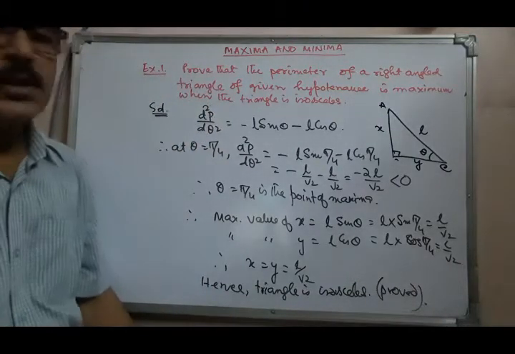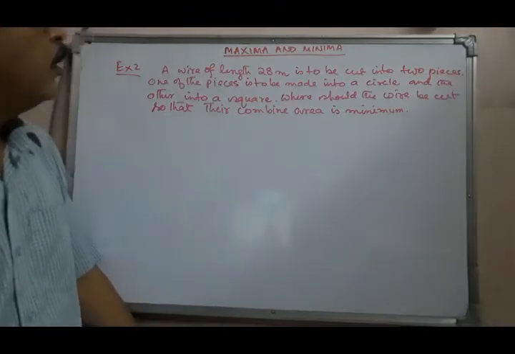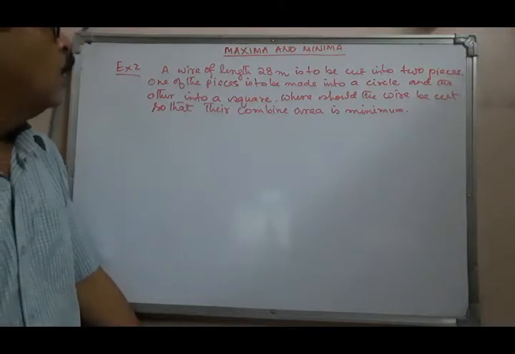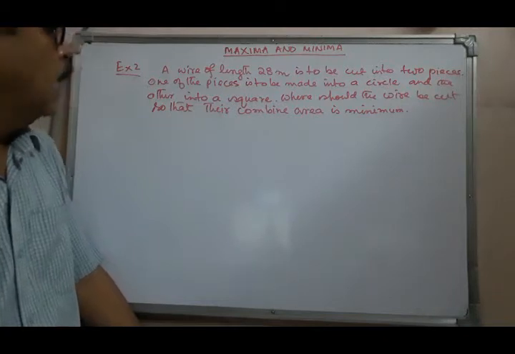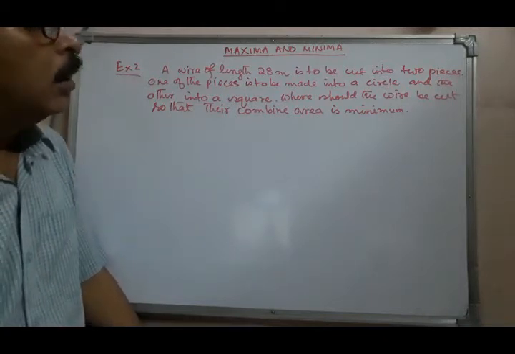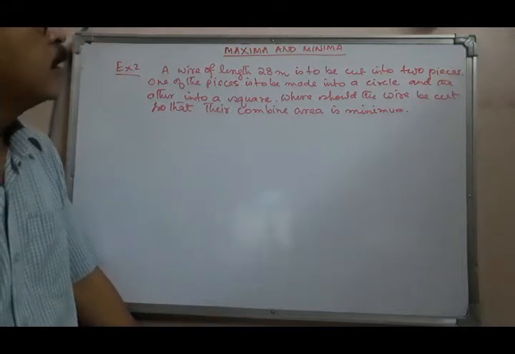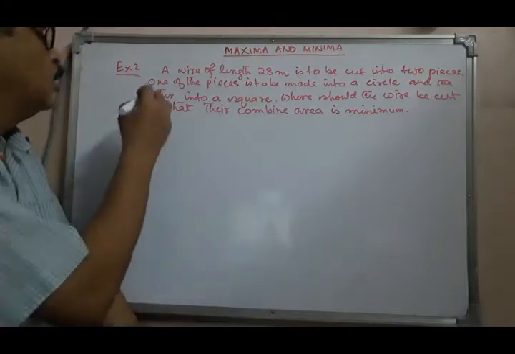Now we are going to the next example. Example 2. A wire of length 28 meter is to be cut into two pieces. One of the pieces is to be made into a circle and the other into a square. Where should the wire be cut so that their combined area is minimum? Solution.